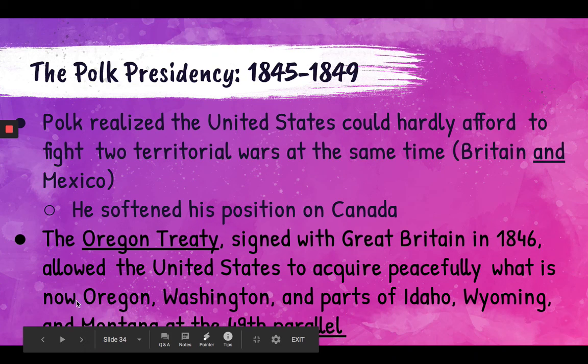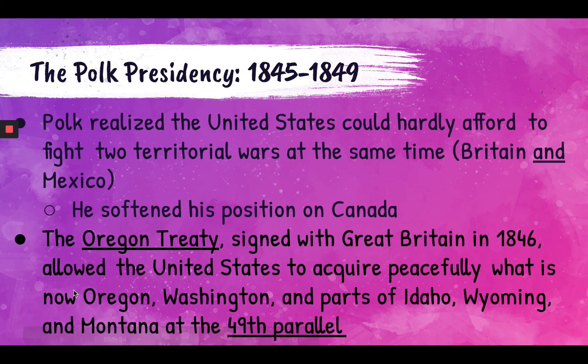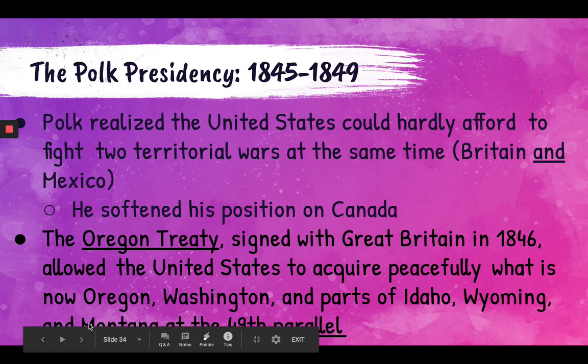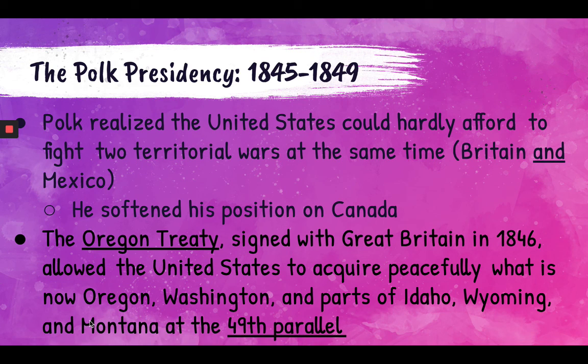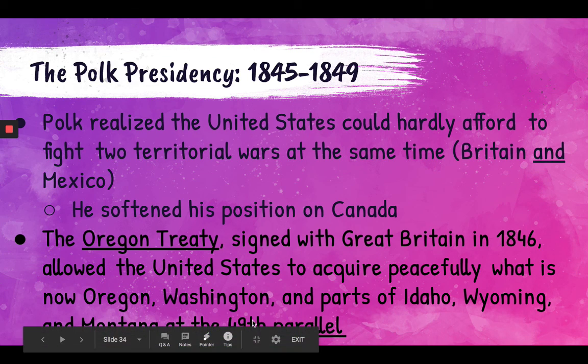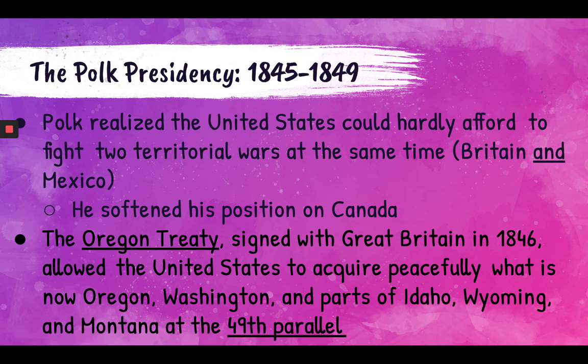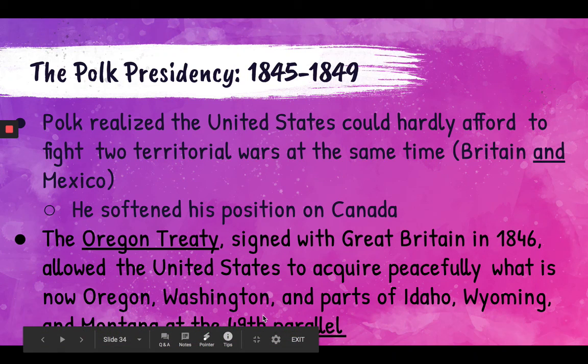Polk realized that the United States could hardly afford to fight two territorial wars at the same time, one with Britain and one with Mexico. So he softened his position on Canada, which is why the line is divided where it is today at the 49th parallel. He basically realized, okay, if I have to fight someone, do I want to fight Mexico and gain all of this land that would be New Mexico, Arizona, Nevada, and Utah, or just scoot my border down a little bit and not have to fight Great Britain?